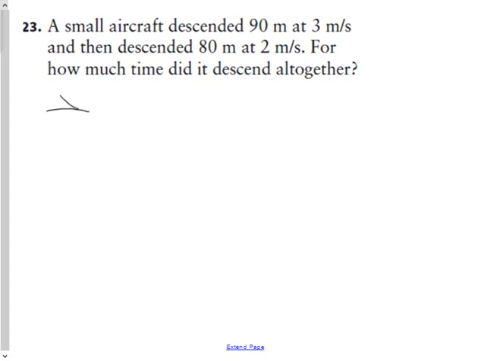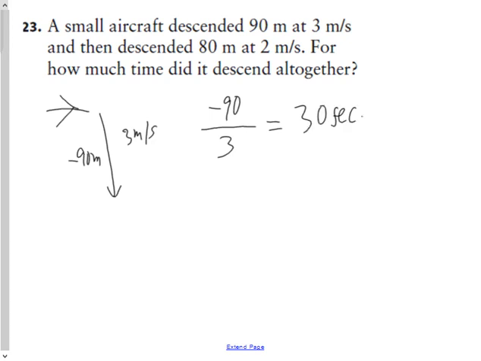So I'm going to draw the airplane. That's my airplane, and it descended 90 meters at a rate of 3 meters for every second. So if I think about this, descending 90 meters divided by 3 meters per second, that means it must have taken 30 seconds to descend that 90 meters, right? If it descends 3 meters a second and it's gone down 90 meters, it must have been 30 seconds to go down that.